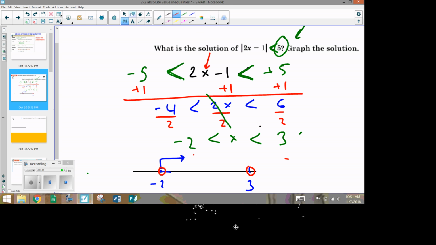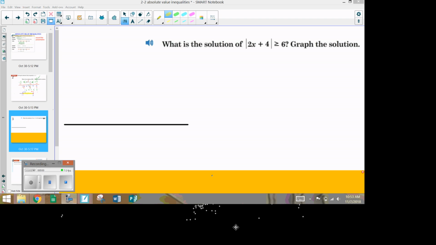And read this one now. What do you see? X is less than 3, correct? X is less than 3. So I'm going to shade that portion. X is less than 3. So the intersection, where is the intersection? Does that make sense?